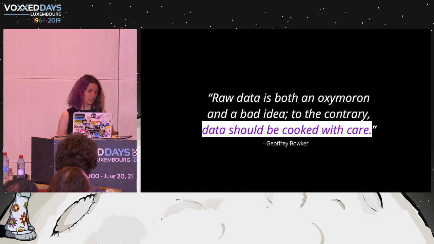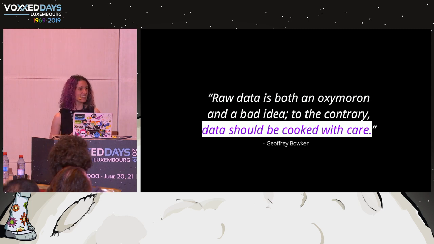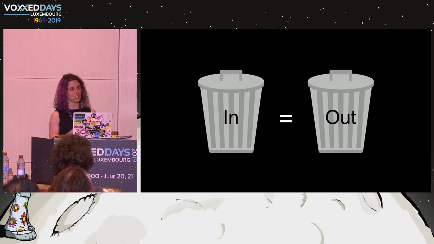Another quote I really like on this one is that data being raw is both an oxymoron and a really bad idea, but to the contrary, it should be cooked with care. I think this term cooked with care is a really good one, because if we understand that the time and who collected this data is going to do something to change it, then the idea is only to make sure that we're careful in those decisions and that we're aware of them. In machine learning, we often talk about garbage in, garbage out.